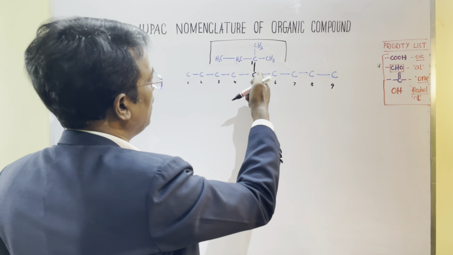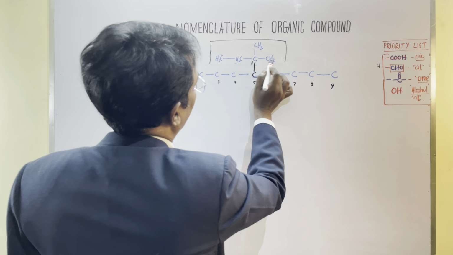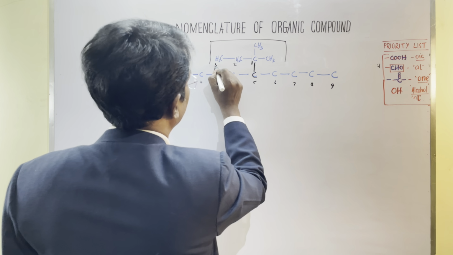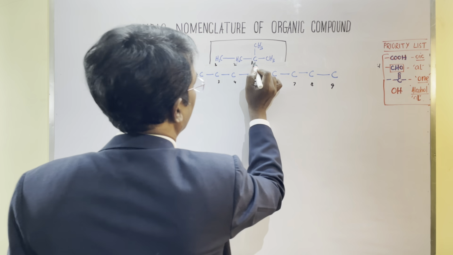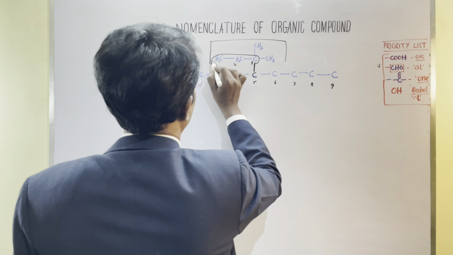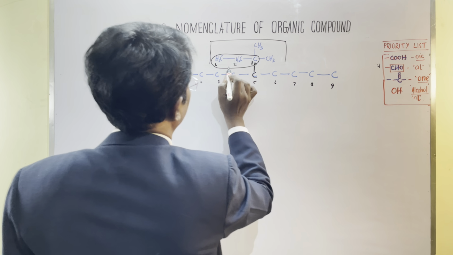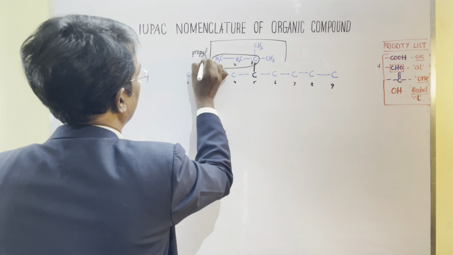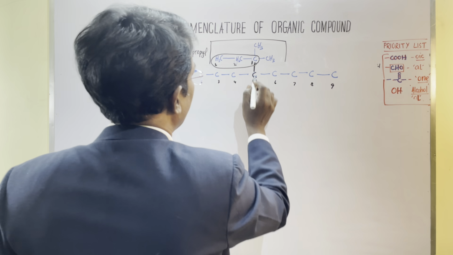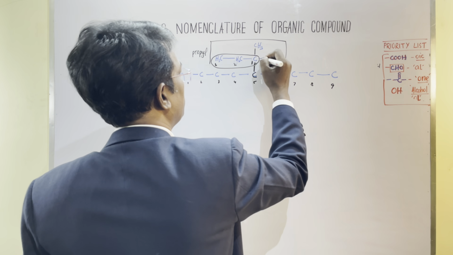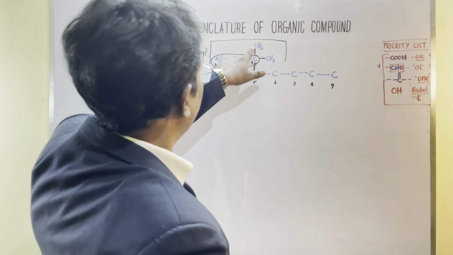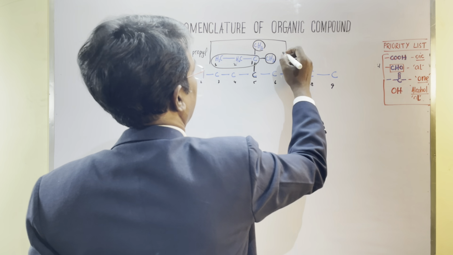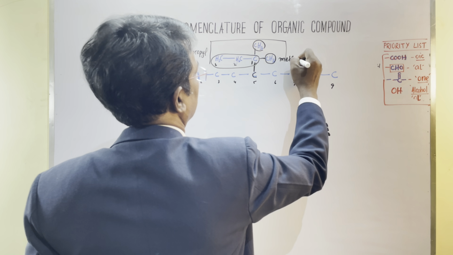Then we have to follow the longest chain from this. If I go here, 1, 2, no. If I go this side, 2 and 3, yes. So here I get the longest substituent. This is your 1, 2, 3 propyl here. But at the first position of the propyl, again there is further substitution by a methyl group. These are the methyl groups attached here.